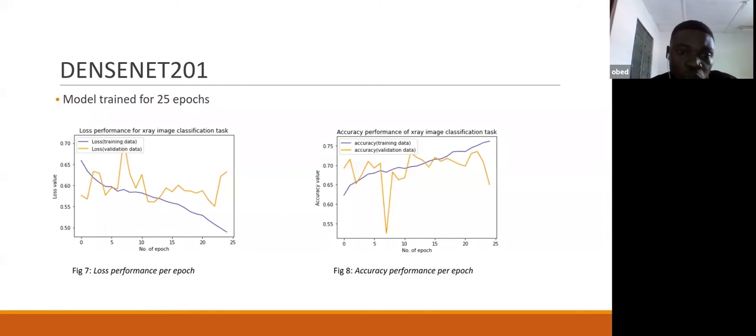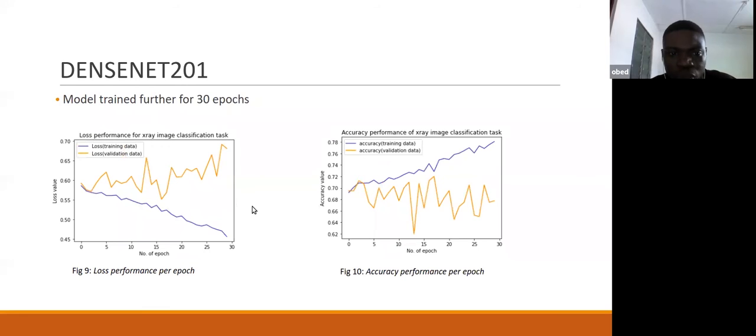So I decided to increase the number of epochs, because at this point it seemed a bit interesting. That's around the 25th epoch. I could slightly see some divergence occurring. So I was wondering, could it be that this is just a minimal divergence, or my model is beginning to overfit? So I just decided to increase that to 30 epochs.